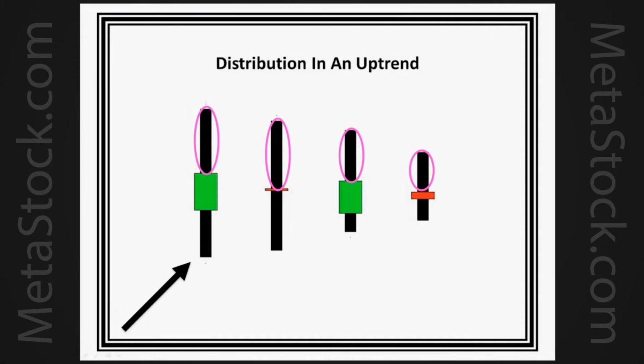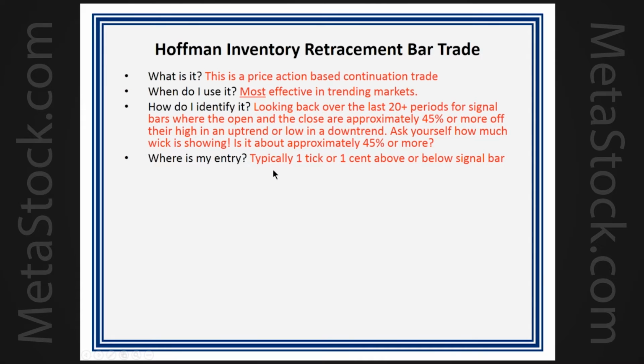I'm just trying to show you it doesn't matter whether it's a thin red bar or a wider green bar. That part's not relevant. What's relevant is the high to low in relation to the 45%. Okay, so where's my entry? It's typically 1 tick, 1 cent above or below the signal bar.